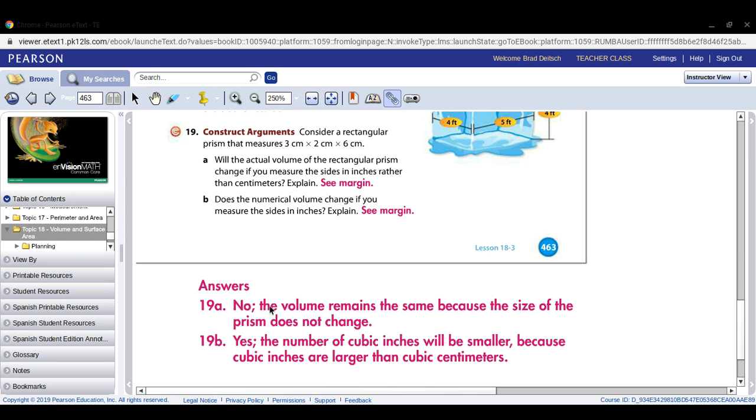Below it says no, the volume remains the same because the size of the prism does not change. So B says, does the numerical volume change if you measure the sides in inches? I can understand this being a little bit confusing in the wording. What they were getting at is the numbers. Will the numbers change? Yeah, the numbers would change, but the size won't. So part B, if you look on the bottom, says yes, the number of cubic inches will be smaller because cubic inches are larger than cubic centimeters. So just the units change.